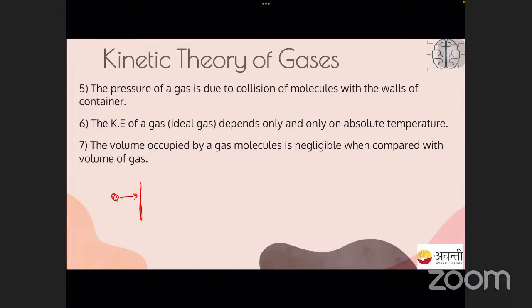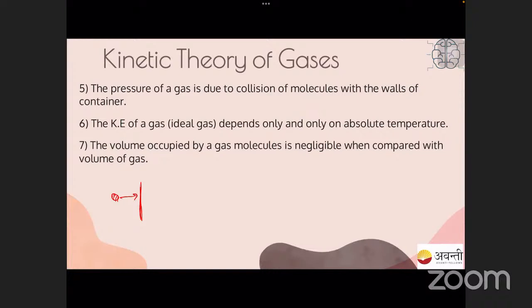As collisions increase, pressure will increase. What happens as we increase temperature? First, thermal energy of the molecule increases, because of which kinetic energy of the molecule increases. And if kinetic energy is increasing, velocity of the molecule increases and collisions will increase, due to which indirectly pressure will increase. Now, the sixth postulate: kinetic energy of a gas depends only and only on absolute temperature, right? Why? As we increase the temperature, thermal energy of the molecule increases and kinetic energy will increase as velocity increases. The volume occupied by gas molecules is negligible when compared with the volume of the gas.